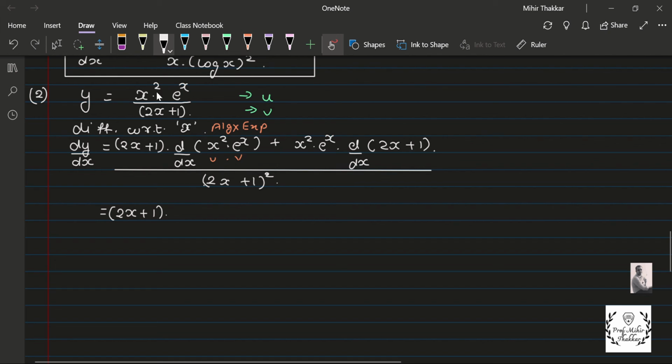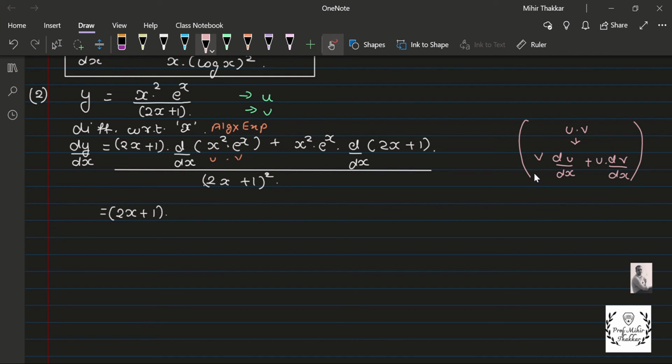So inside the u by v rule, the division rule, we have come across a stage where we have to apply the multiplication rule. So let us see. Let us once again recollect our formula first. The formula for the u into v rule was v into du by dx plus u into dv by dx. So substitute over here guys.